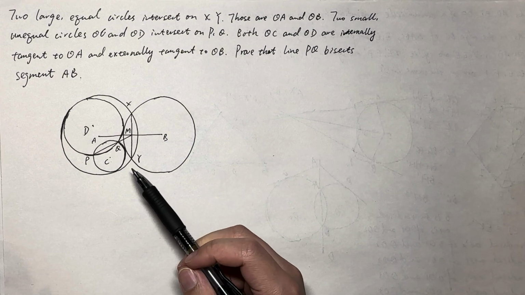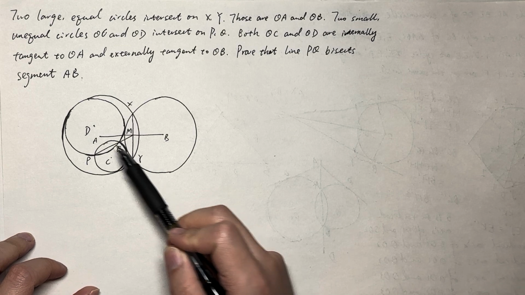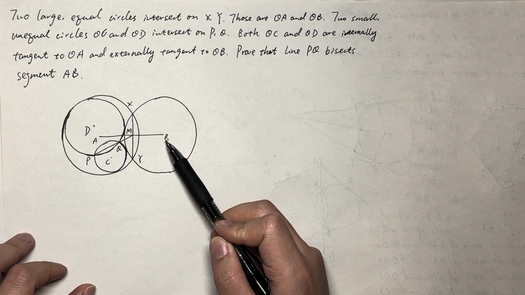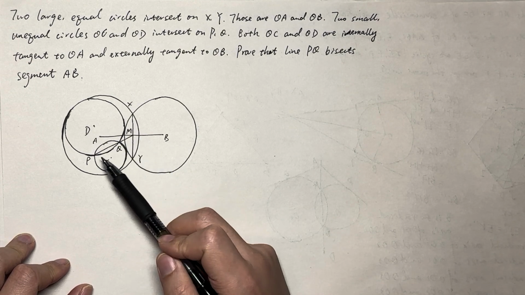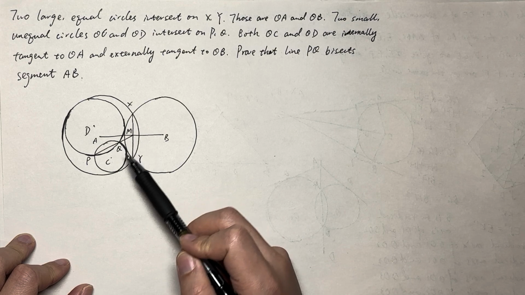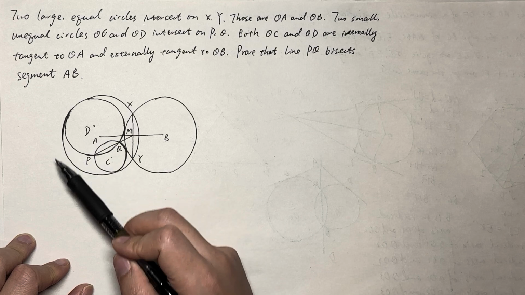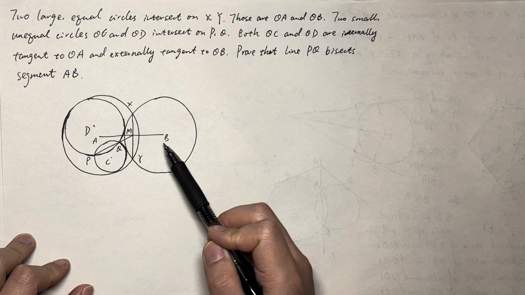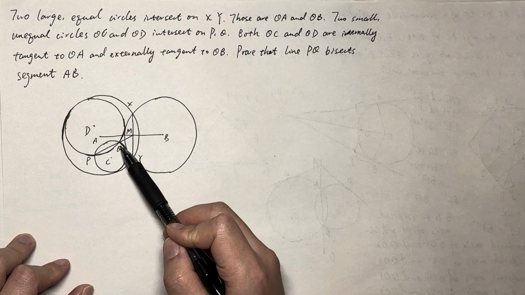Let's see the problem. Two large equal circles intersect on X, Y. Those are circle A and circle B. Two small unequal circles, circle C and circle D, intersect on P, Q. Both circle C and circle D are internally tangent to circle A and externally tangent to circle B. Prove that line PQ bisects segment AB.